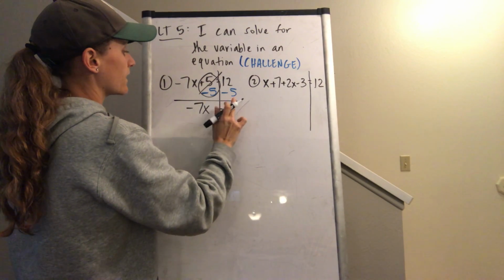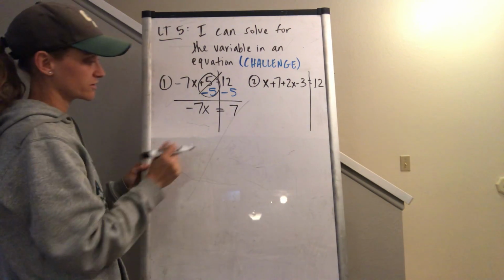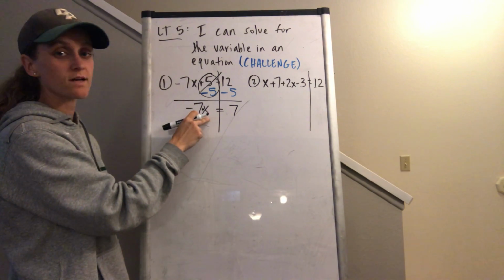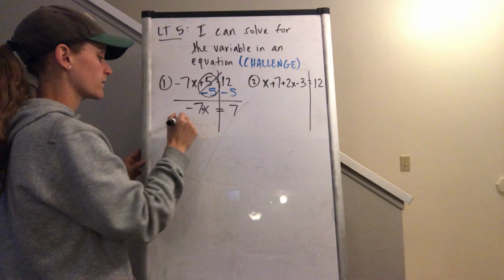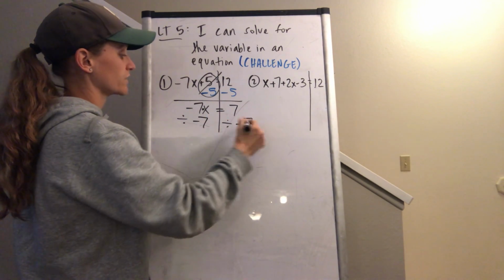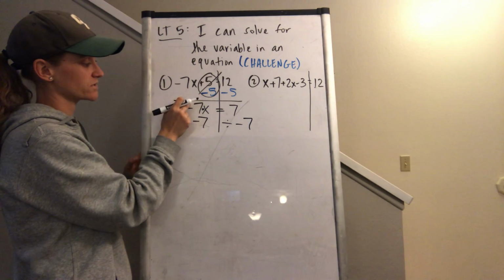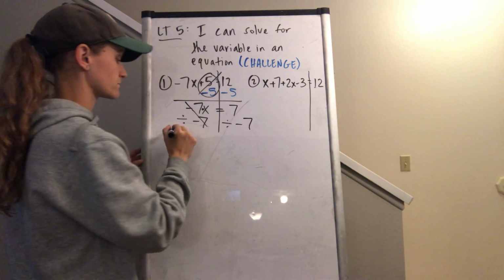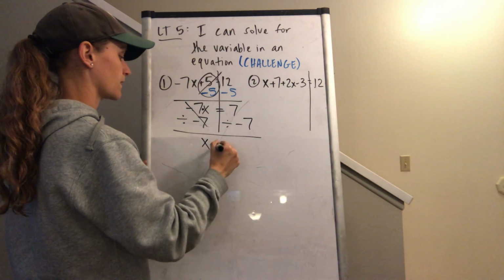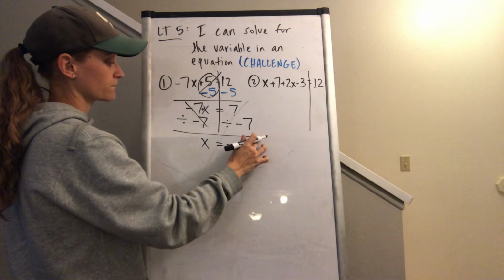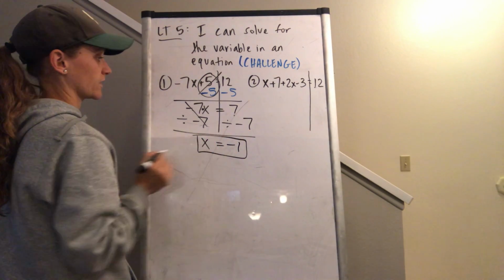And then now that I have that, I still want to get x by itself. So this is negative 7 times x, and the opposite of multiplying by negative 7 is dividing by negative 7. So make sure you don't forget that negative there, because negative 7 divided by negative 7 is 1. So that's what makes them cancel out. Okay, so I have x equals, and then 7 divided by negative 7 would be negative 1. So that would be my answer on that one.